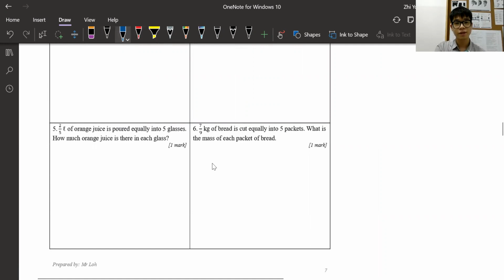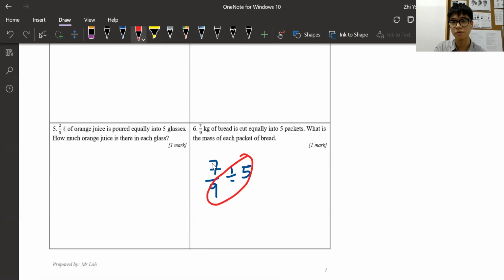Here it says that 7 over 9 kg of bread is cut equally into 5 packets. So now you need to find the mass of each packet of the bread. As you know, because you are cutting equally into packets, it should be 7 over 9 divided by 5. And what you can do is you can just straight away do 9 times 5. You say, hey teacher, why did it suddenly become times? Because this is divide, and we are combining it with the divide. So we're combining the divide. That's why we can times. So here, it becomes 7 over 45.